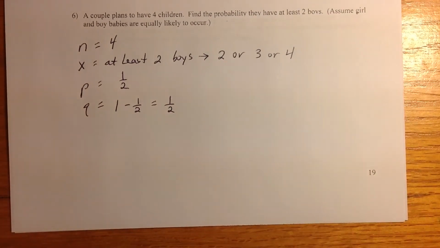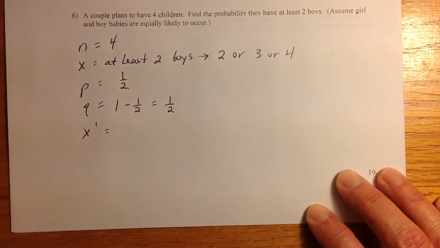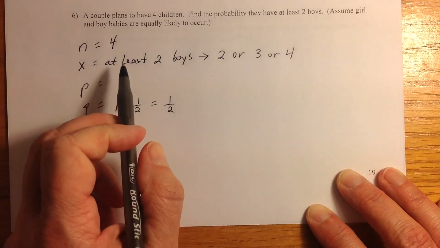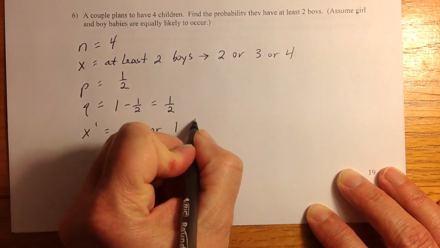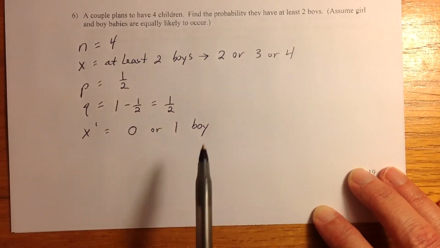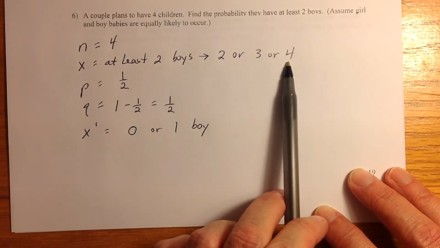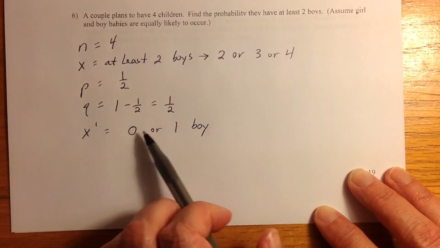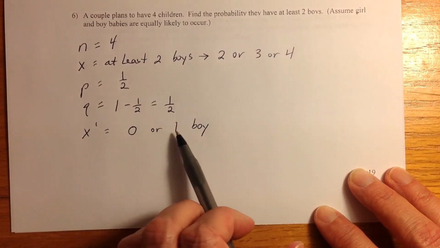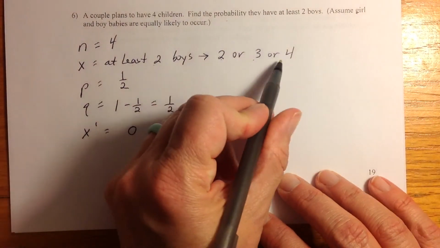Now, if we think about X prime in this instance, if we think about what would not be at least 2 boys, we would see that what's not going to satisfy at least 2 boys would be 0 or 1 boy. So if I did it straightforward directly to find x, I'd have to use the formula 3 times. If I wanted to figure out what didn't work, I'd have to use it twice, but remember, then you subtract from 1. So I'm just going to do it directly. So I'm going to use the formula 3 times.